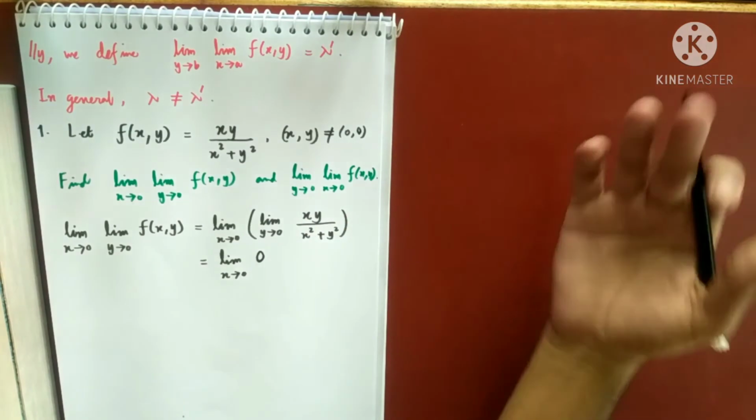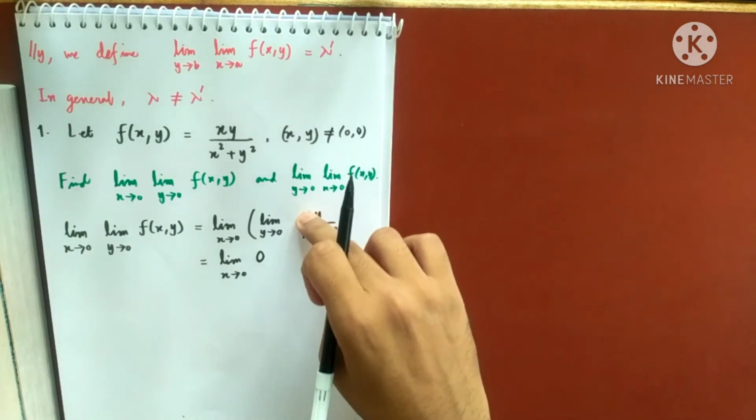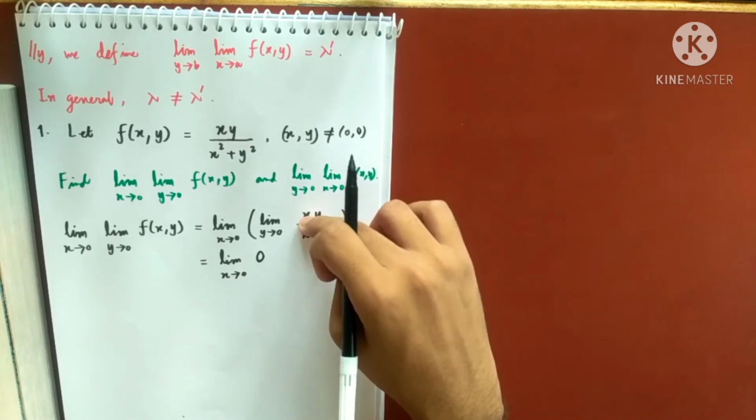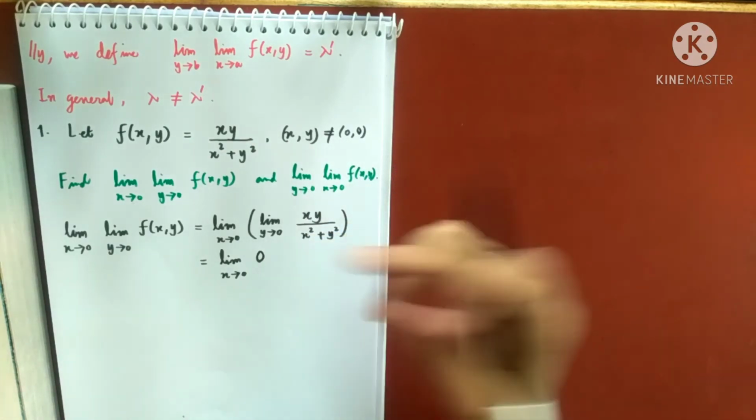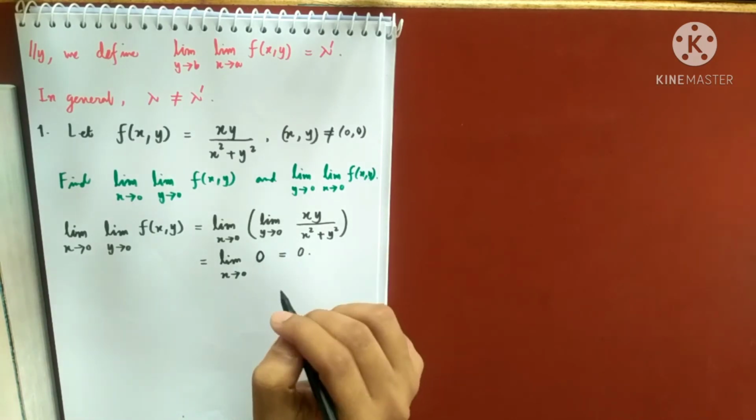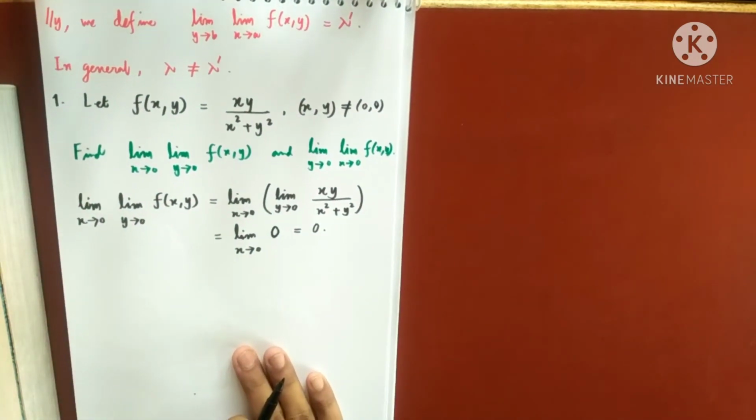Assume x to be some number. So I am getting some number times y by 1 plus y square, which clearly tends to 0. And what is this limit as x tends to 0? It is 0. Understood?